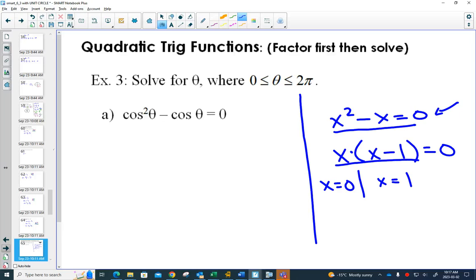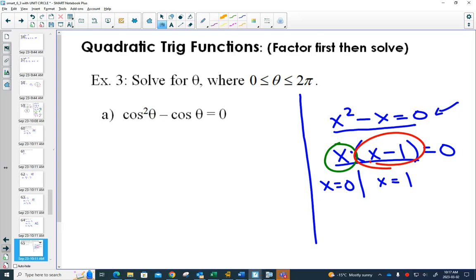This is why factoring is so powerful, because as soon as you factor it, you know that either this one is 0 or this one is 0. That has to be true. The only way you can multiply two things and get 0 is if one of them is 0. And that's how we solve. We say, well, if the green one is 0, then x would be 0. If what I circled in red is 0, then x would have to be 1.